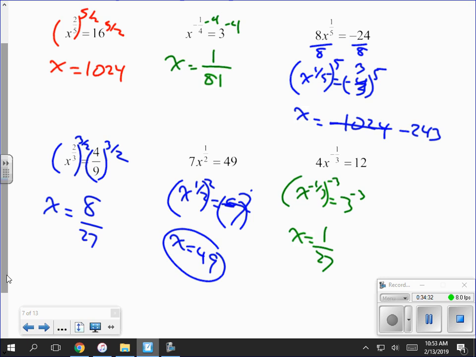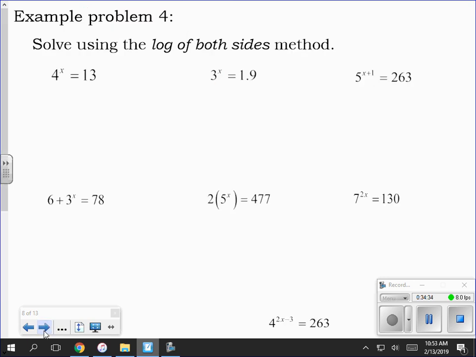Now, the next one you absolutely need to have your calculator. This is where logarithms are essential. These are the types of problems where it is essential that you have logarithms. You cannot solve these problems without logarithms.